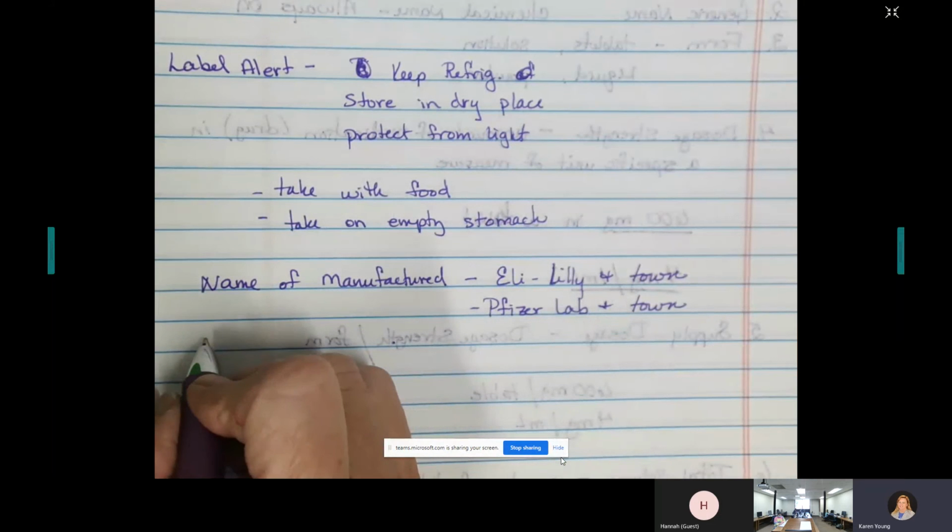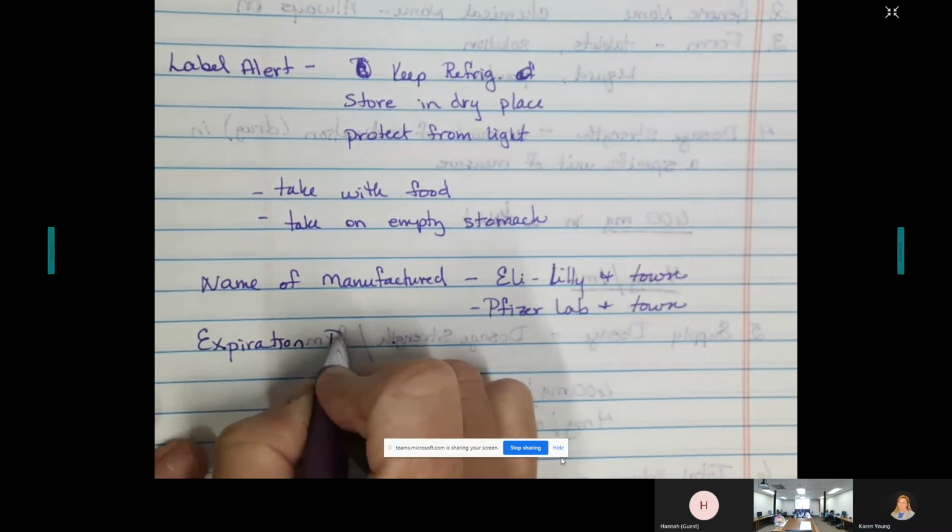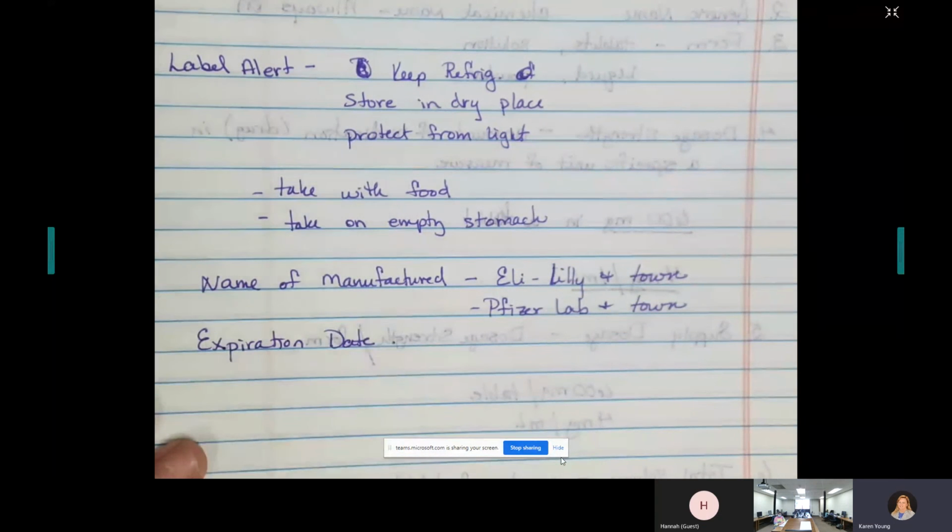Every label that you have will have an expiration date. Unless they're one of the labels I put in, like some of the labels I'm going to show you in a minute, won't have an expiration date because they're not actual medication labels.